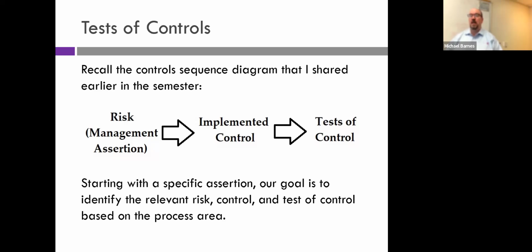There will 100% be a question or a problem on the exam that's going to follow this pattern. Basically the problem is going to say, here is the risk that we're facing. What is the assertion related to this risk? And you'll have to identify the control and the appropriate tests of controls associated with that.